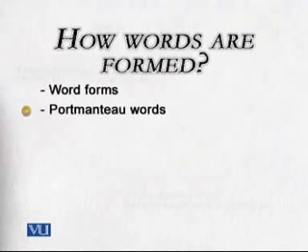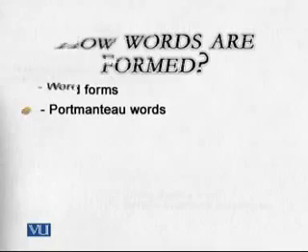Second one is portmanteau words. This is something very interesting in the sense that in portmanteau words, we derive words by combining portions of more than one word. Let's say Oxford and Cambridge. You can take one portion of Oxford, you can take one portion of Cambridge, and you can combine these and make a new word, and that will be called a portmanteau word. Details, of course, I'll give you later on.